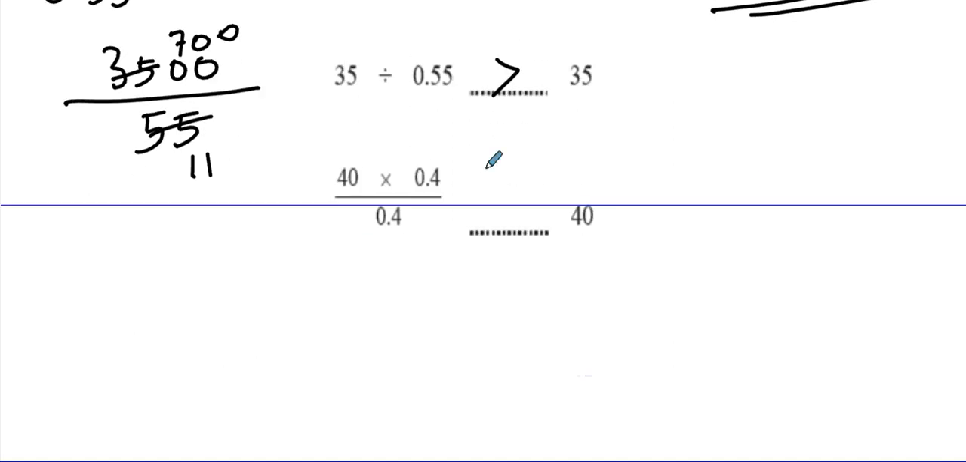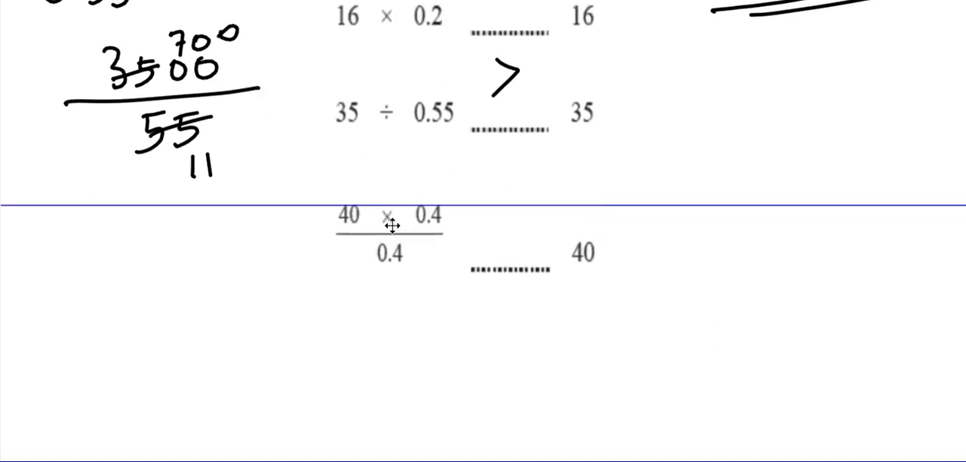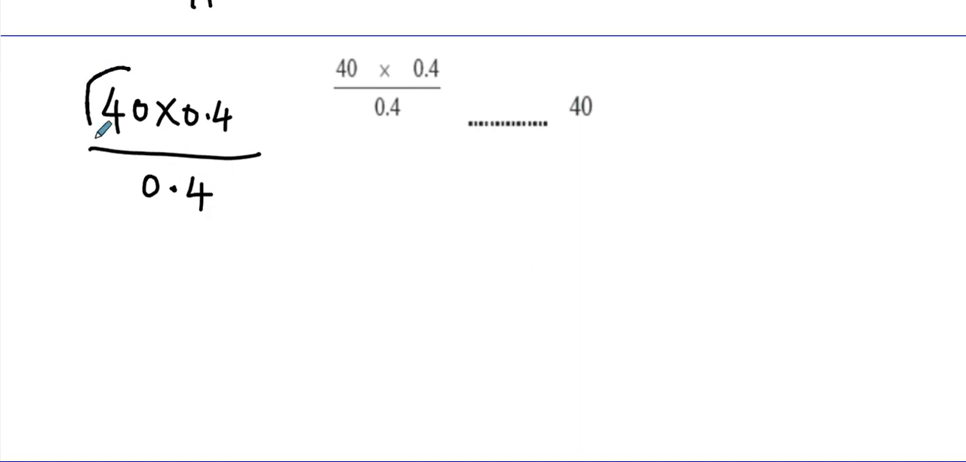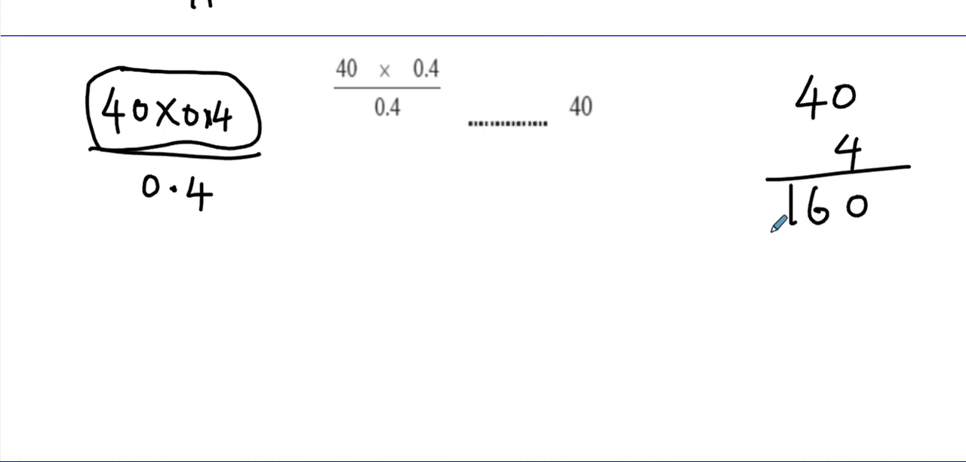Okay, now let us compute this. We have 40 times 0.4 divided by 0.4. So what do we do? We have to work out the numerator, 40 times 0.4. Ignore the decimal point, just do 40 times 4. This will be 160, and you have one decimal place over here, so that becomes 16. So the numerator is 16.